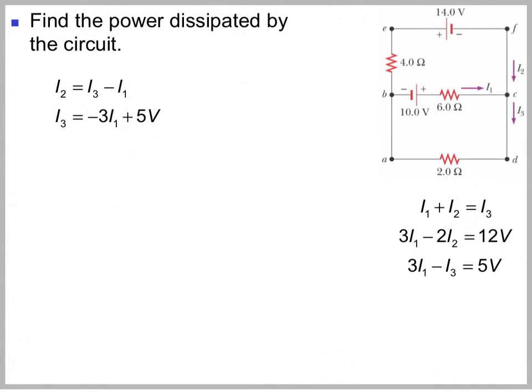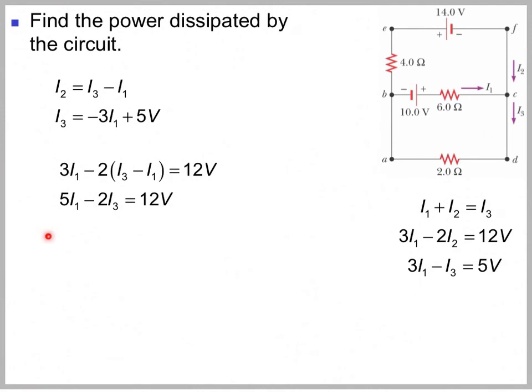I2 is equal to I3 minus I1. And I3 is equal to minus 3I1 plus 5 volts. That's this bottom equation here. So 3I1 minus 2I2. I2 we said is I3 minus I1. So we plug that in, is equal to 12 volts. Or simplifying, we get 5I1 minus 2I3 is equal to 12 volts.